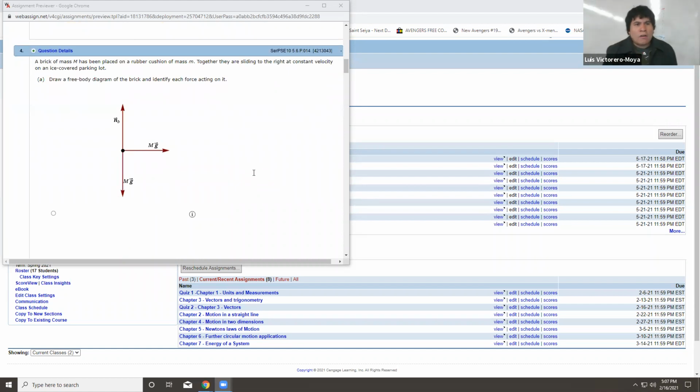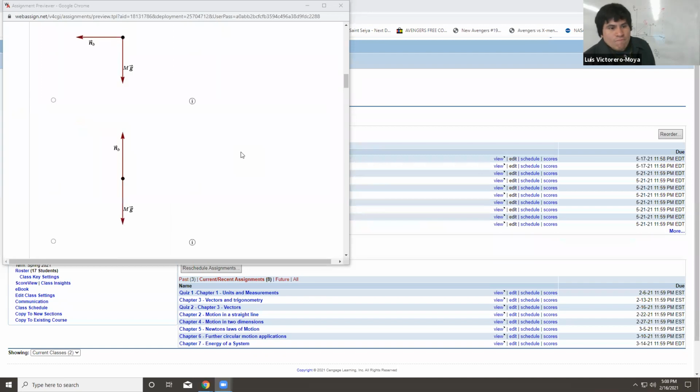They are not asking you about the forces diagram or the free body diagram on the cushion, only on the brick, but the brick is on top of the cushion. So think about a normal force in that case, all right? Other than that, that should be very simple.